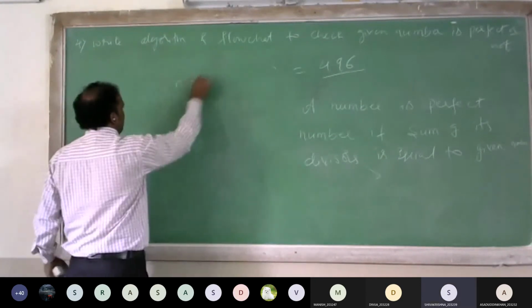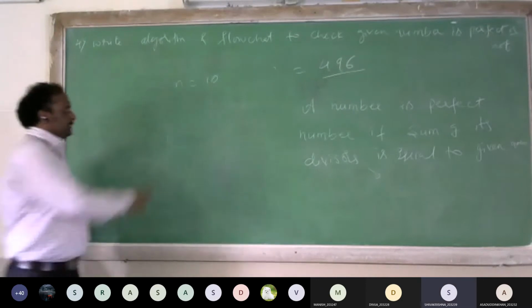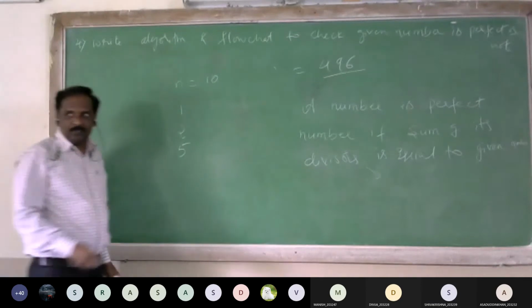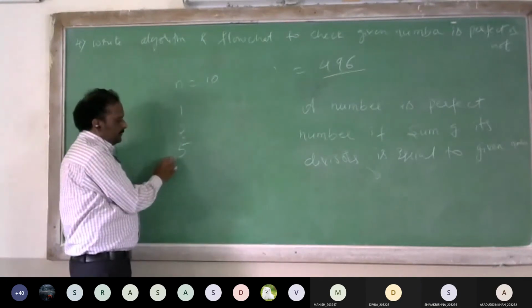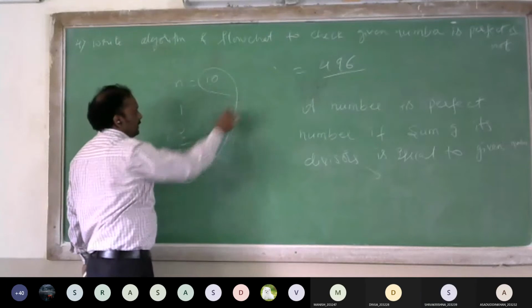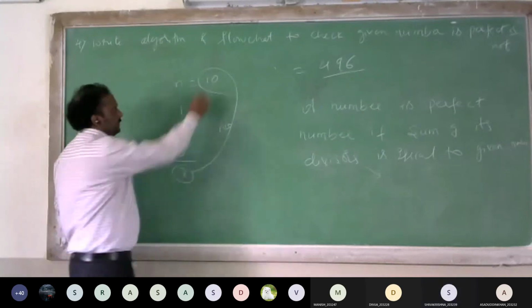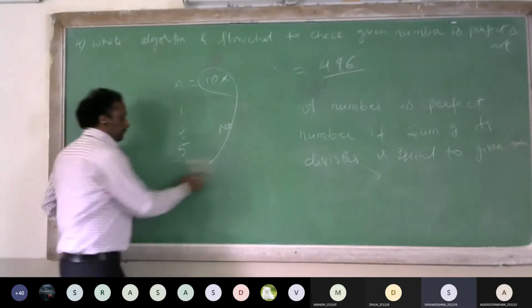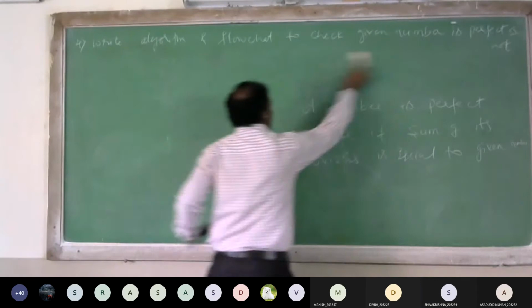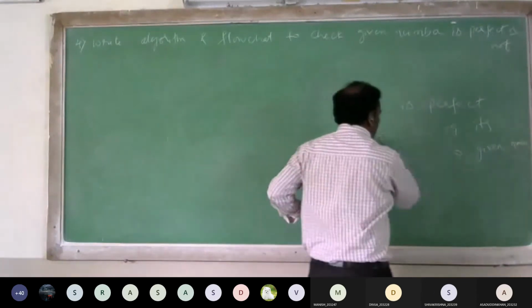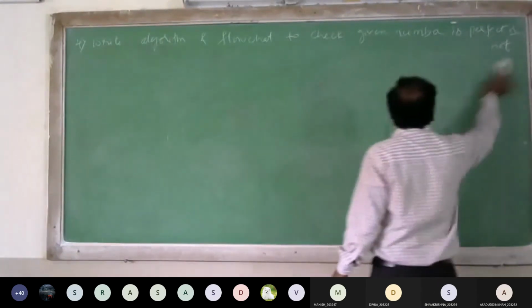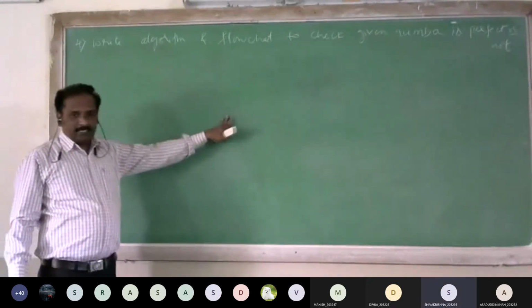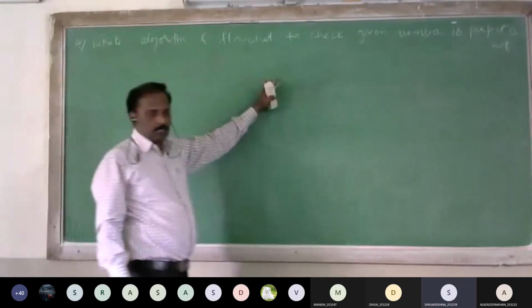Now if I take, for example, n is equal to 10. What are the divisors of 10? 1, 2, 5. Don't take 10. So 1 plus 2 is 3, 3 plus 5 is 8. Is 8 equal to 10? No. So 10 is not a perfect number. That is the output we need to get. So this is the logic: the sum of divisors decides whether it is a perfect number or not.